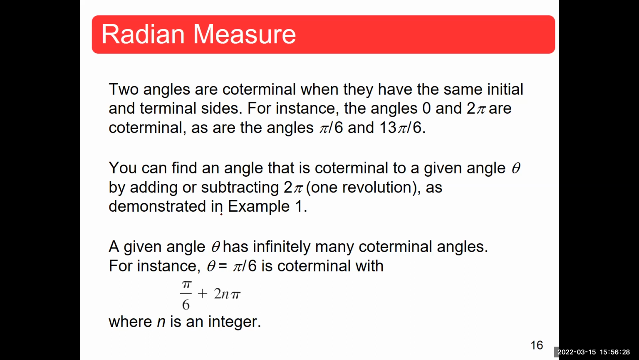Here I was saying, if I have an angle pi over 6, what quadrant should it be in? If this is 0, this is pi over 2, and this is pi, well, pi over 6 is somewhere in here. This is pi over 6, right? It should be between 0 and pi over 2, so that's quadrant 1. So this angle is in quadrant 1.